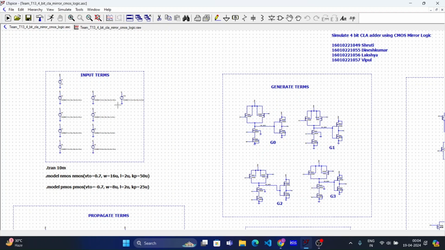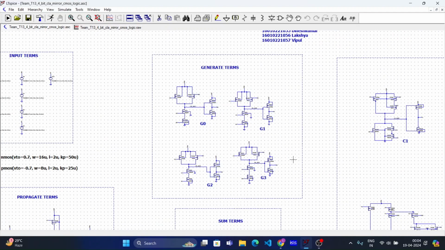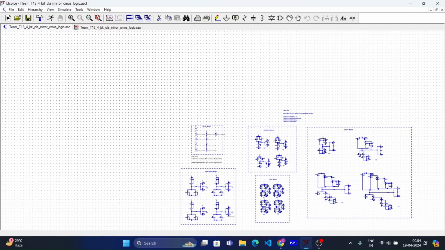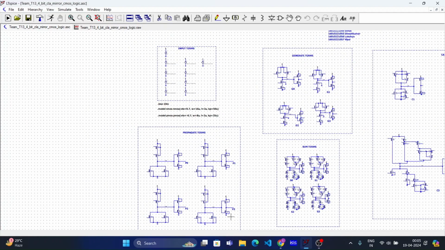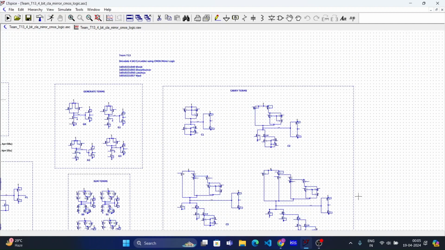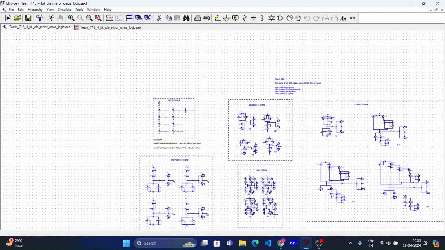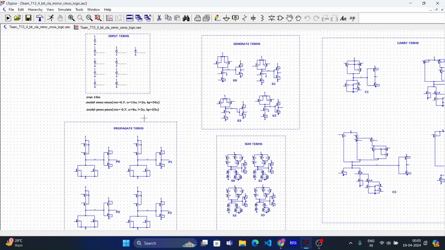So these are our LTspice circuits. These are the input terms that we have given. These are the generate terms, and these are the propagate terms that we have given for the circuit. These are the circuits for carry terms, and these are the circuits for sum terms.